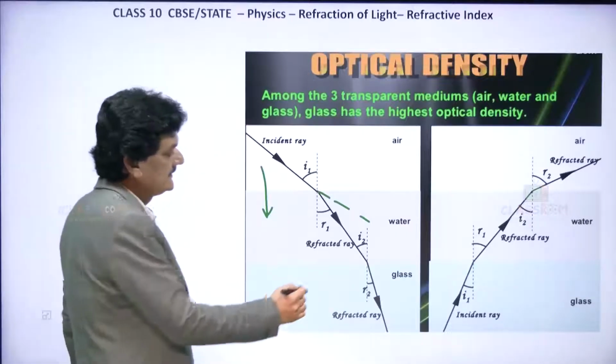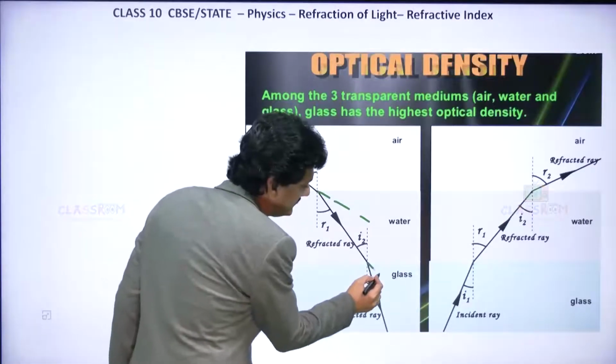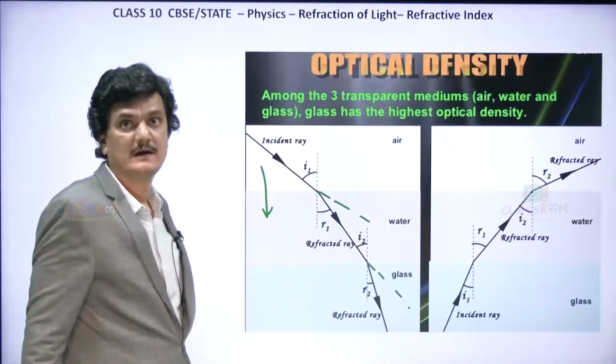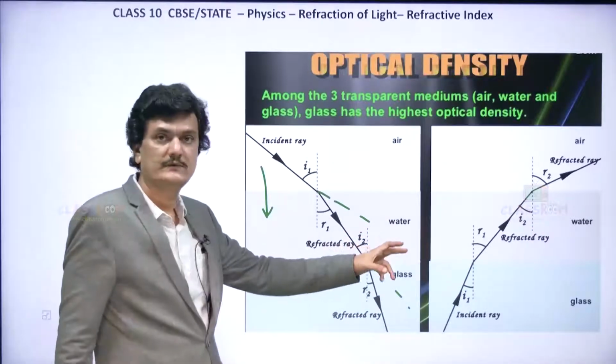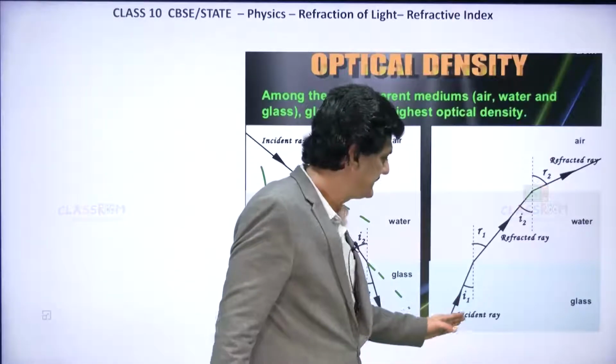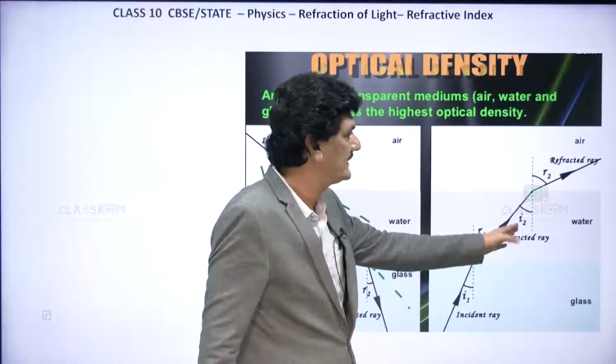Here again, the optical density of glass is higher than that of water. Now we are comparing two different mediums again, and it is bending. Now what we have done is the incident ray is traveling from glass to water and then to air.